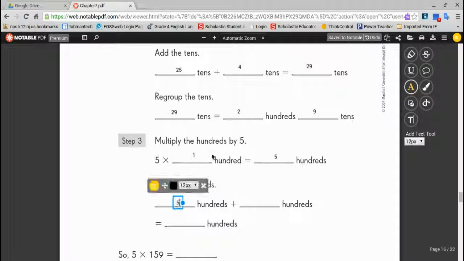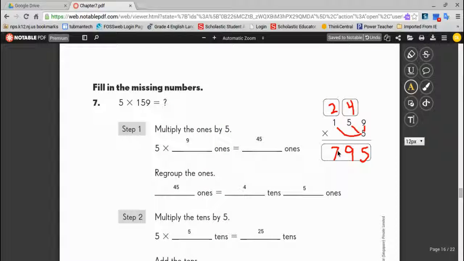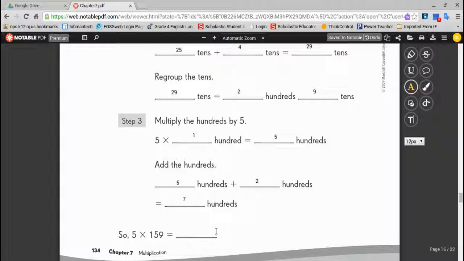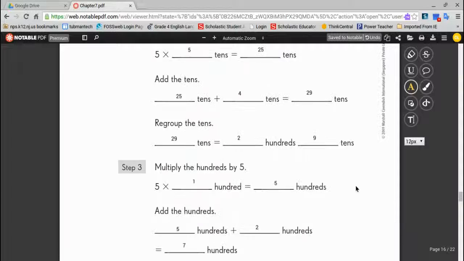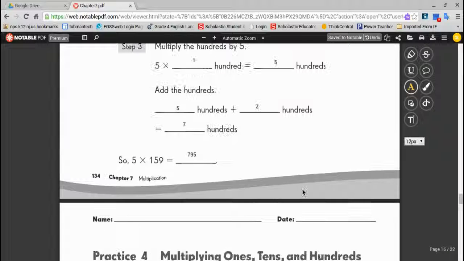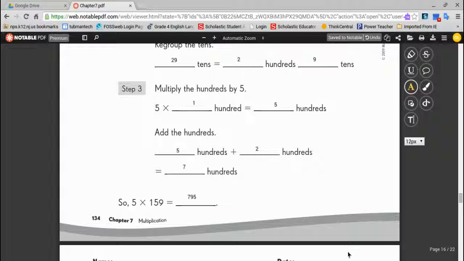So we had our 5 from 1 times 500, plus our 200s from before. And that gave us 700. Okay, so our final answer is 795. So 5 times 159 is 795. Okay, and that's page 134.